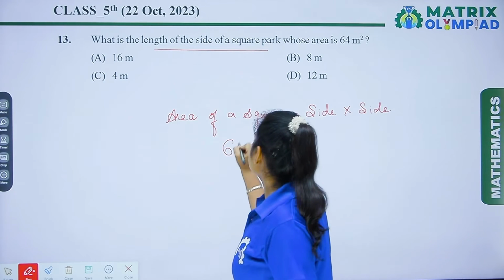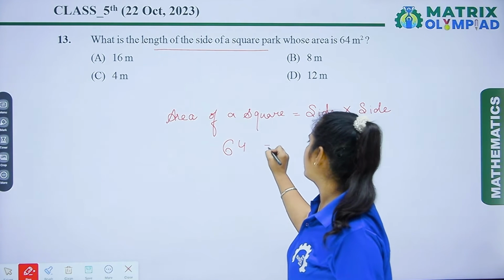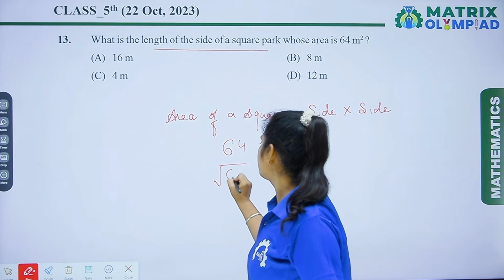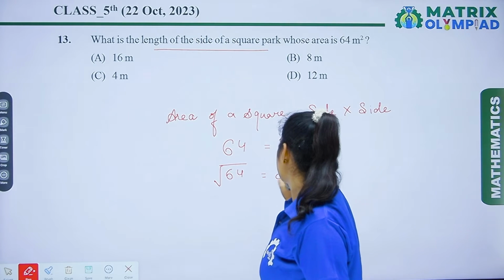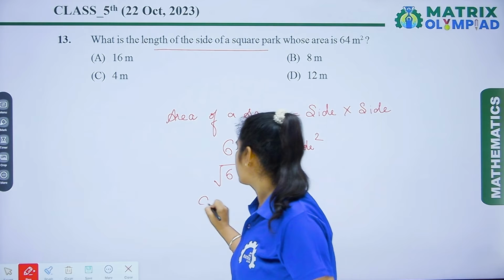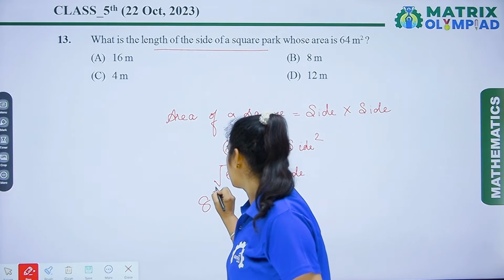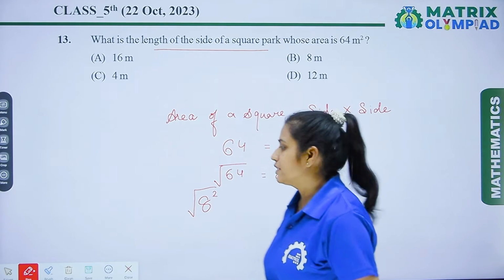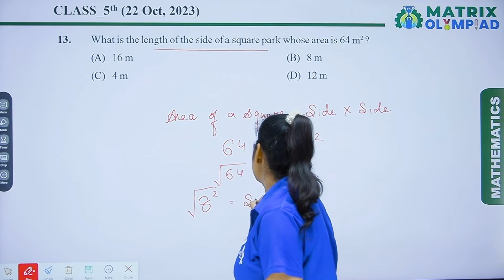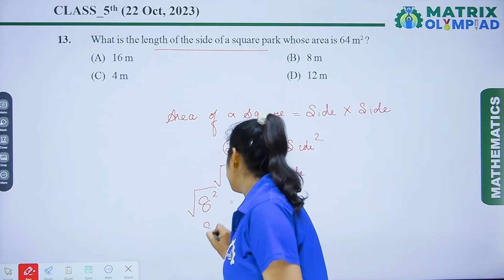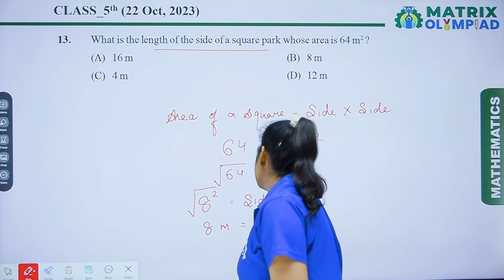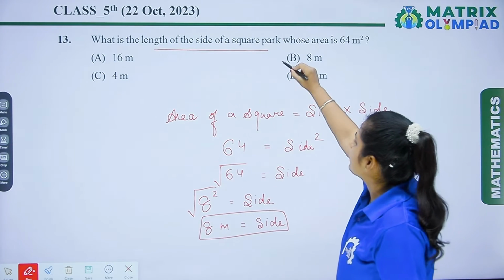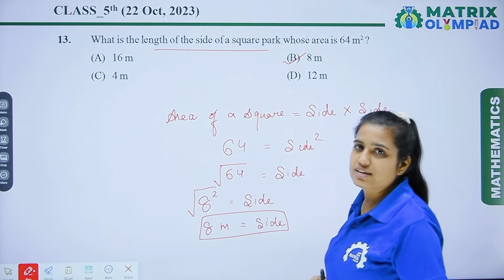So area is given to us, that is 64. Side into side is side square. So the square root of 64 is 8, because 8 multiplied by 8 is 64. So here this is equal to the side, and 8 meter is the side of the square. So here we can say that option B is the correct answer.